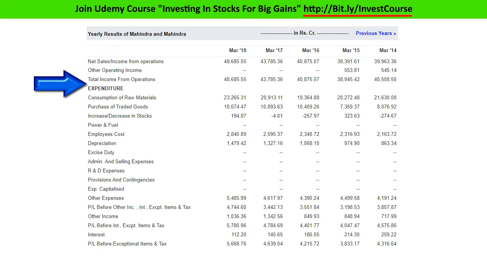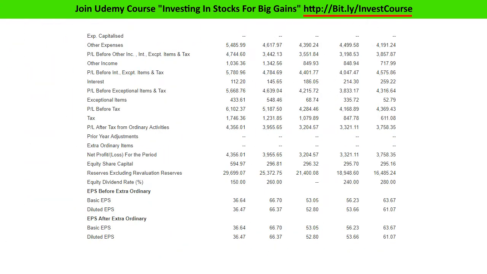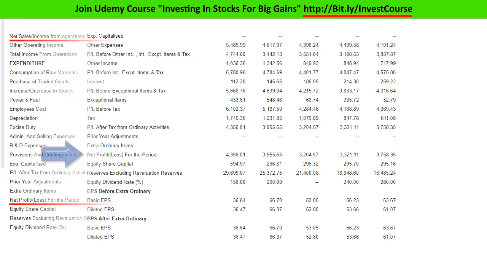Below it are expenses that were spent to generate the above revenue. Everything from consumption of raw material to other expenses can be included in cost of revenue. Here we can see profit before tax, and here the net profit we see is profit after removing taxes. This is the actual earnings of Mahindra and Mahindra. Keep in mind, net profit, or you can say profit after taxes, always represents the actual earning of a business.